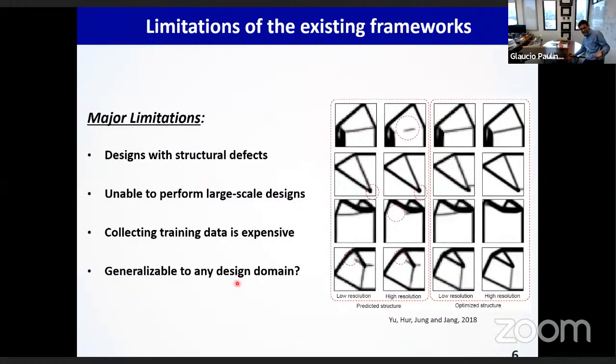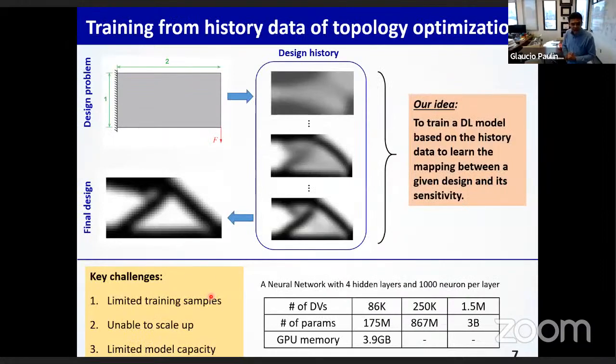Collecting the training data can be quite expensive, and there is a question if it can be generalized to any domain. In other words, could the machine learning solve a problem that it has never seen? So here is our approach: to use an online training approach, to train a deep learning model based on the history data to learn the mapping between a given design and its sensitivity.